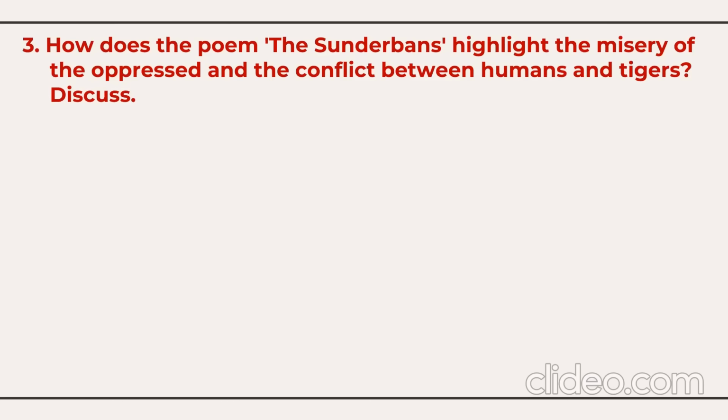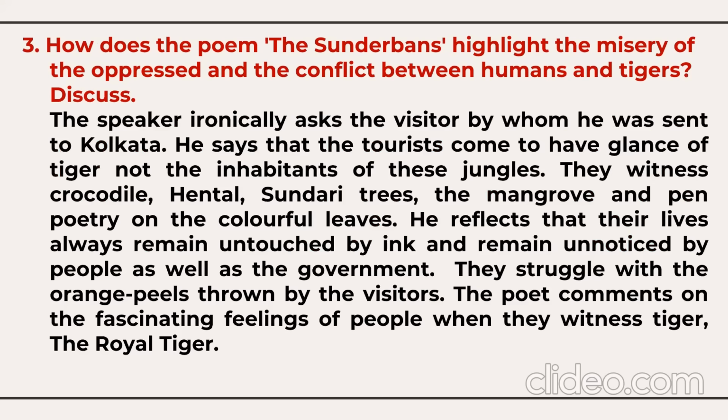How does the poem Sunderbans highlight the misery of the oppressed and the conflict between humans and tigers? So the speaker ironically asks the visitor by whom he was sent to Kolkata. He says that the tourists come to have a glimpse of the tiger, not the locals or the inhabitants of these jungles. They witness crocodile, hental, sundari trees, mangrove, and pen. They write poetry on the colorful leaves.